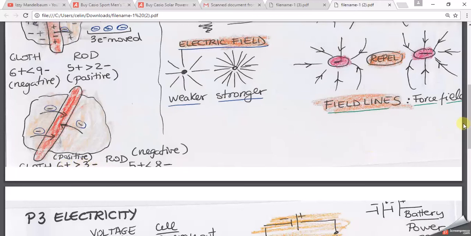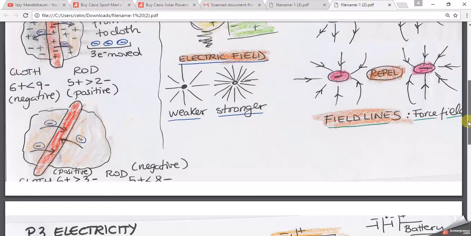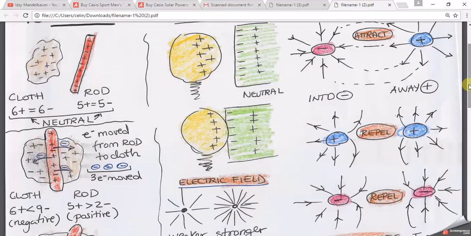Apologies for the way the scanning was done.